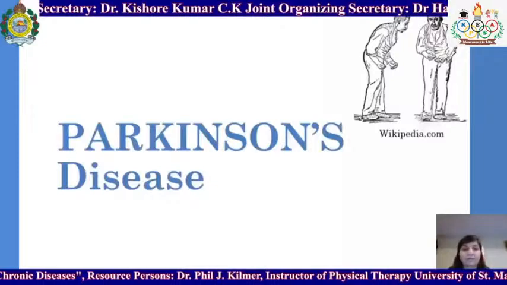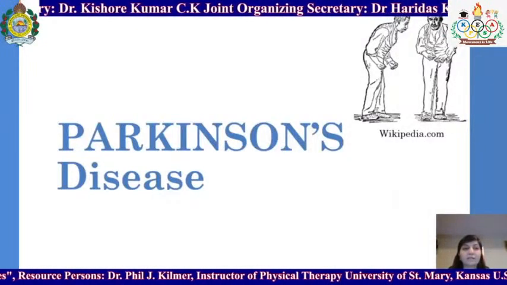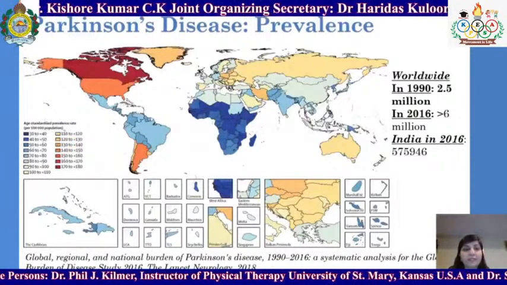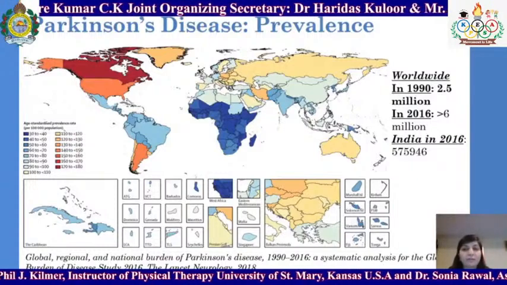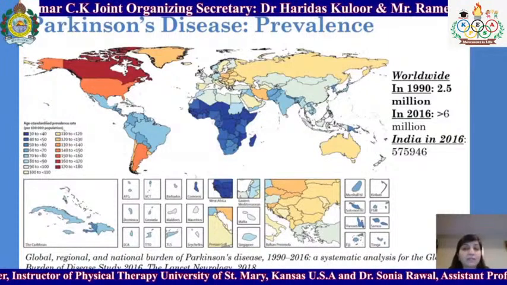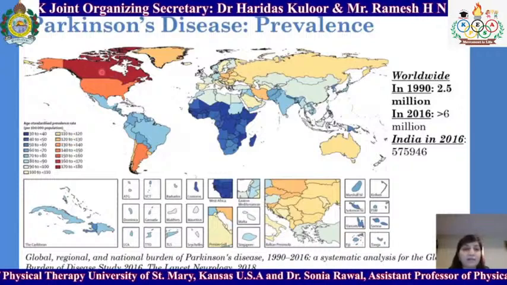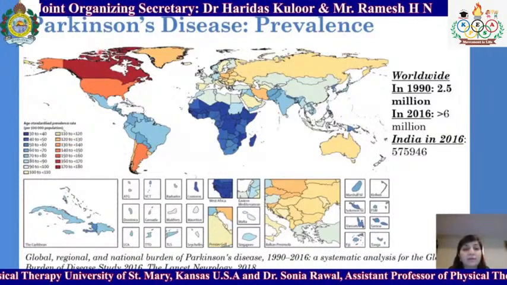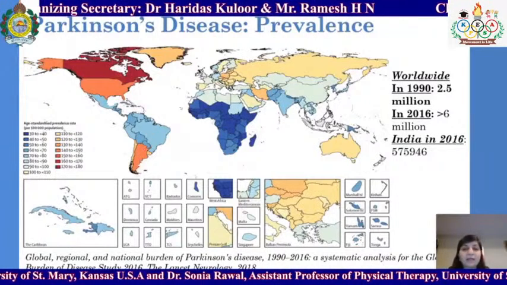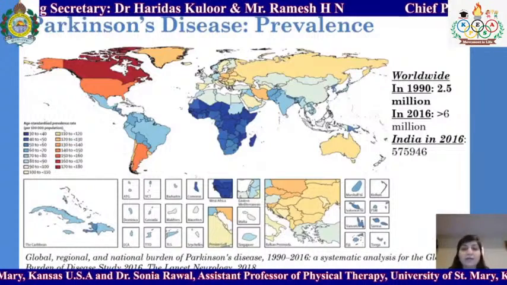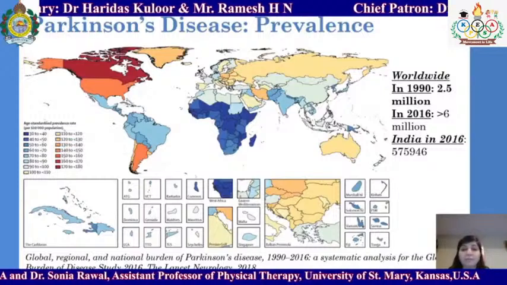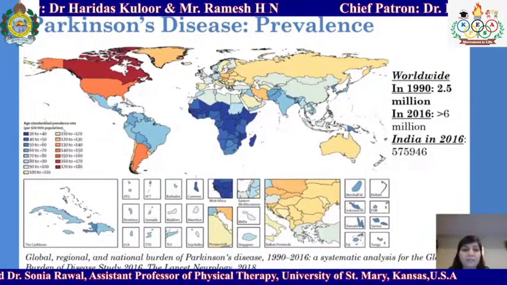In this section, now we will be talking about Parkinson's disease. This world map shows the prevalence of Parkinson's disease. In 1990, there were about 2.5 million people with Parkinson's disease. In 2016, there were more than 6 million. In this graph, you can see the red orangish areas; these countries have more people with Parkinson's disease. In India, approximately in 2016, there were about 575,000 people living with Parkinson's disease.